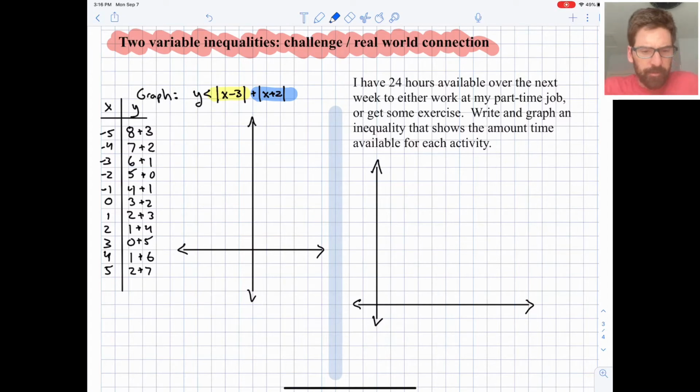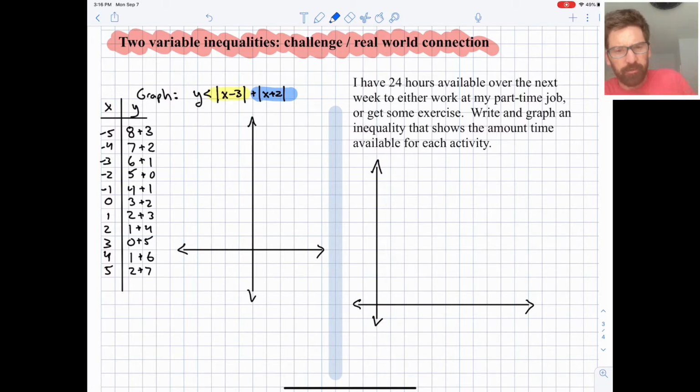All right, this is a video on two-variable inequalities with a challenge and a real-world connection problem. I encourage you to pause this video and try these on your own and then check back in and see how you did. So we'll do the challenge one on the left first, and I already have a bunch of it set up for you just to save some time in the video.